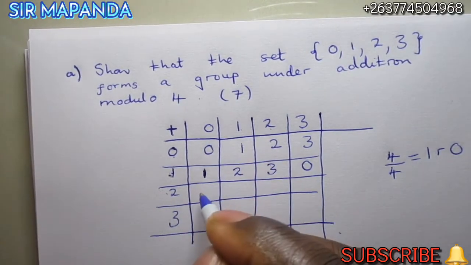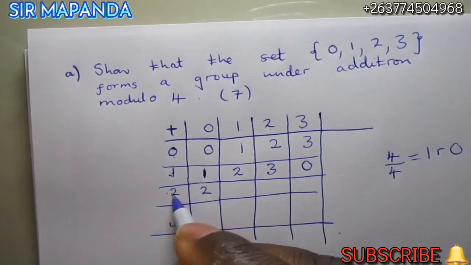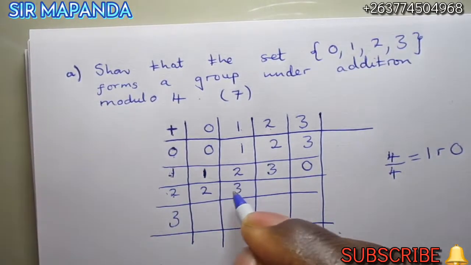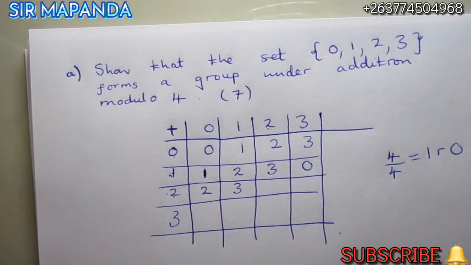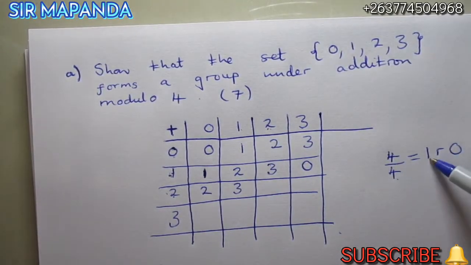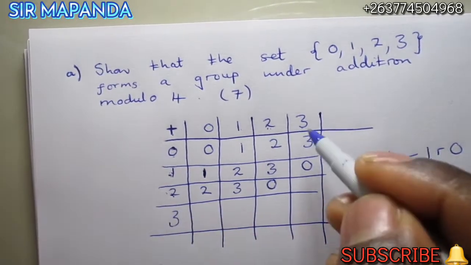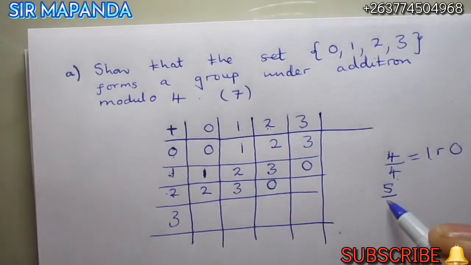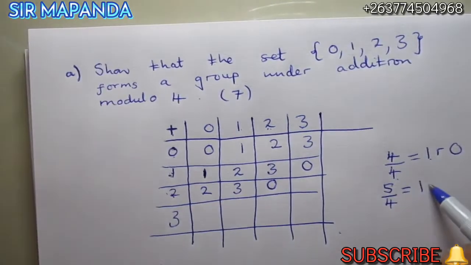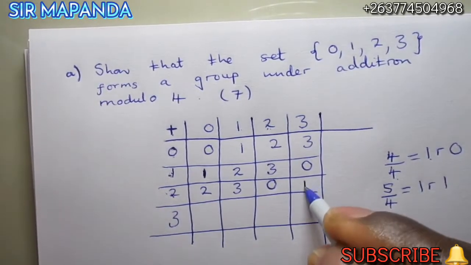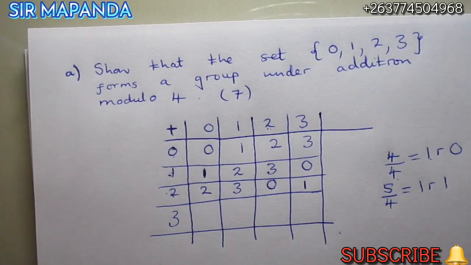2 plus 0, you get 2. 2 plus 1, you get 3. 2 plus 2, you get 4. So 4 divided by 4, you get 1, remainder 0. So I'm going to write the remainder here. 2 plus 3, you get 5. So divide 5 by 4, you get 1, remainder 1. Write the remainder here. I hope you are following.